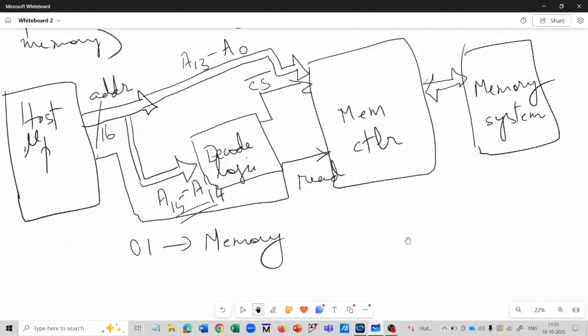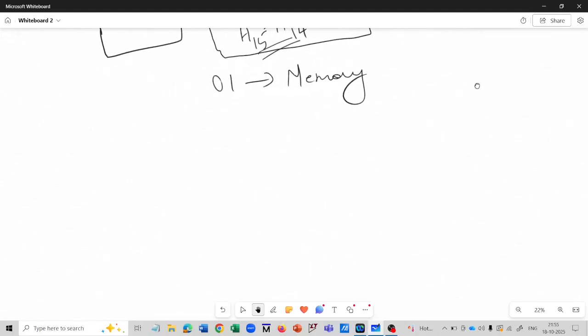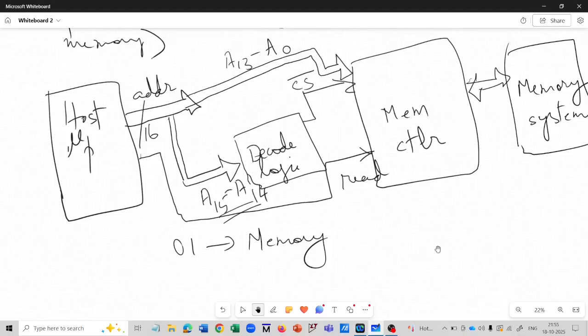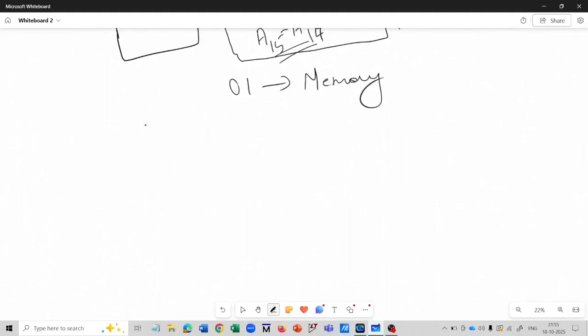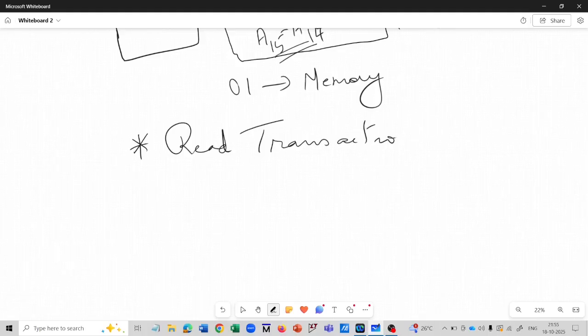So what are these purposes? I just mentioned one particular objective, that is a read into the memory system. But this is not the only instance at which the processor accesses the memory controller. Of course, the only way the processor can access the memory controller is through a read transaction. So what are the read transactions possible? Let us list out the different read transactions possible from the processor to the memory controller.